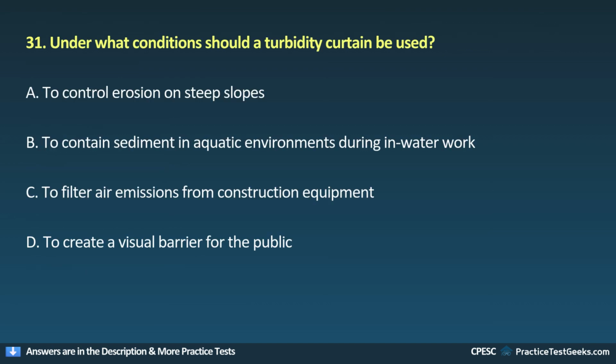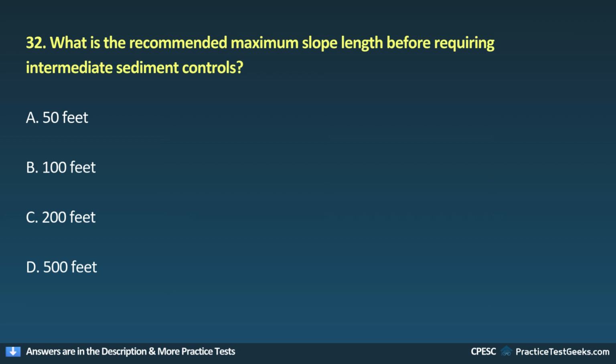31. Under what conditions should a turbidity curtain be used? A. To control erosion on steep slopes. B. To contain sediment in aquatic environments during in-water work. C. To filter air emissions from construction equipment. D. To create a visual barrier for the public.